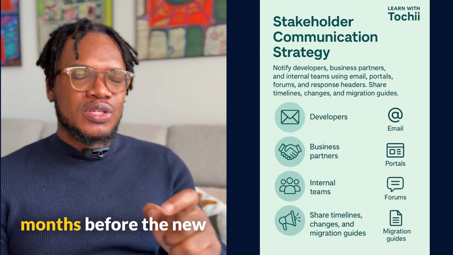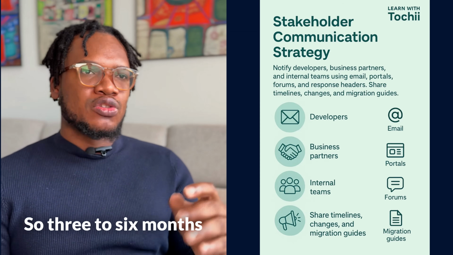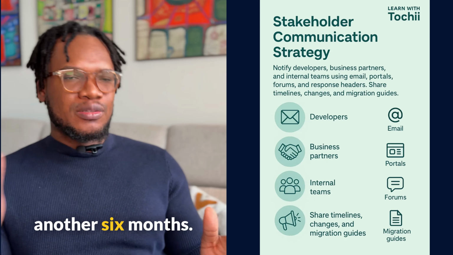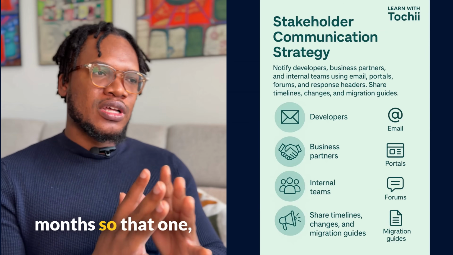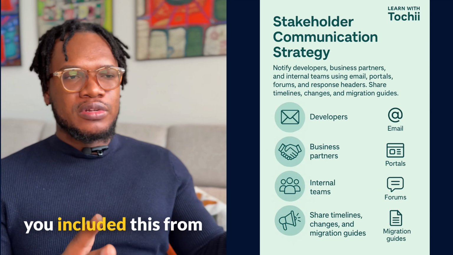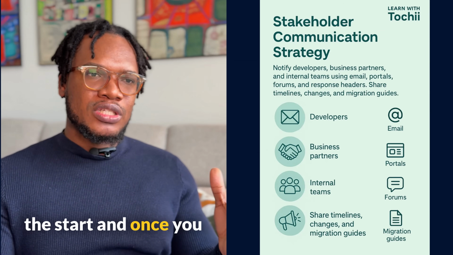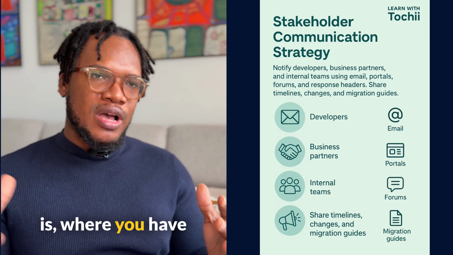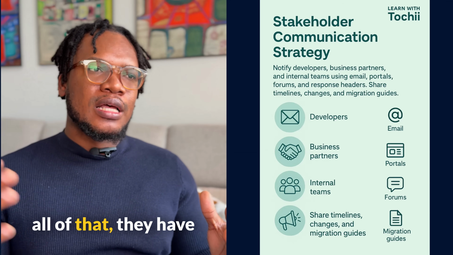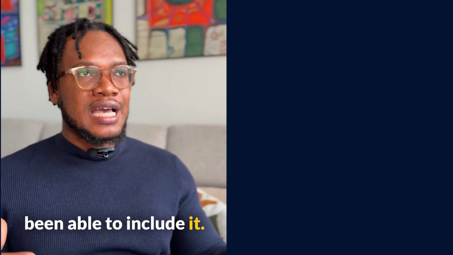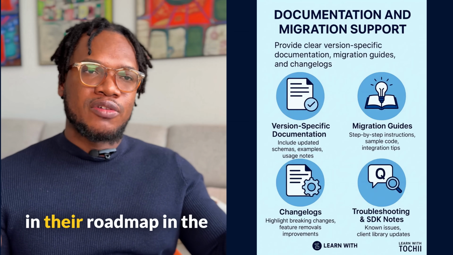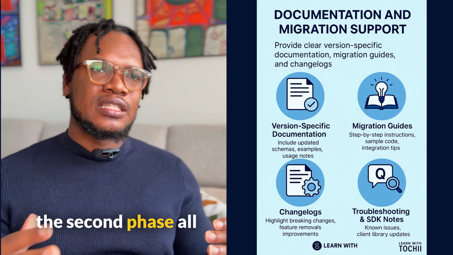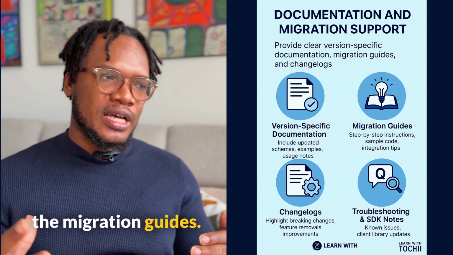Ideally 6 to 12 months before the new version is released. So 3 to 6 months before it is released, and once it is released, another 6 months. All in all, 12 months. So that once you've included this from the start, and once you have implemented this change, the 6 months is where you have the grace period and all of that. They have been able to include it. Ideally, your customer should have included it in their roadmap in the first phase, so that by the second phase, all we are talking about is the migration guides.